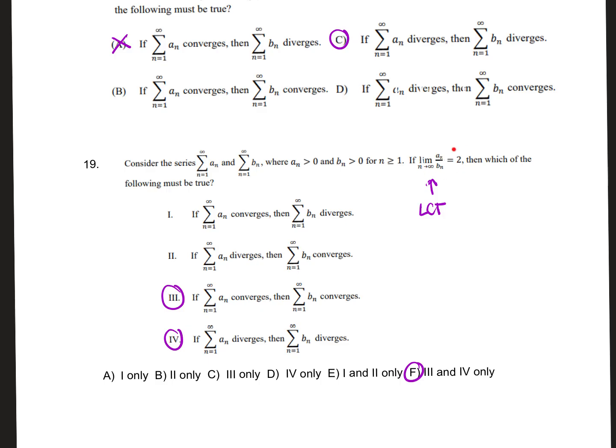So this right here is trying to tell you something about LCT. The limit of the ratio of AN and BN is 2, so they're telling you that they compare. So we have the series AN and BN. We know they compare. So this is the limit comparison test, because the limit of the ratio is finite and non-zero. Then they both converge or diverge together. So this one says converge, diverge. No. Diverge, converge. No. Converge, converge. Yes. Diverge, diverge. Yes.